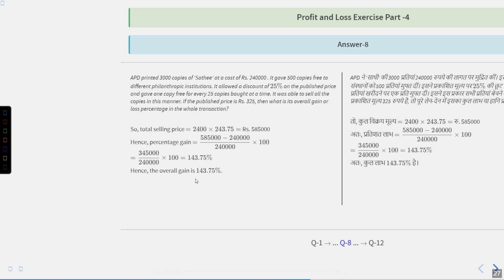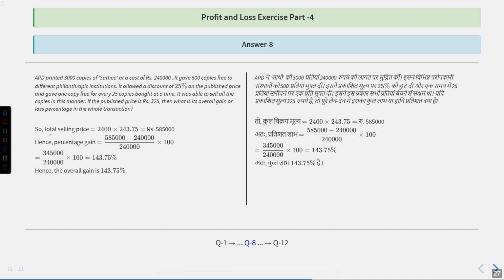Solution to be continued. So total selling price. The rest of the copies are 2400, multiplied by the price of each copy, which is 243.75. It becomes 5,85,000. So what is the percentage gain? Selling price minus cost price upon cost price, multiplied by 100. When we calculate it, we got 143.75%. So overall gain is 143.75%.